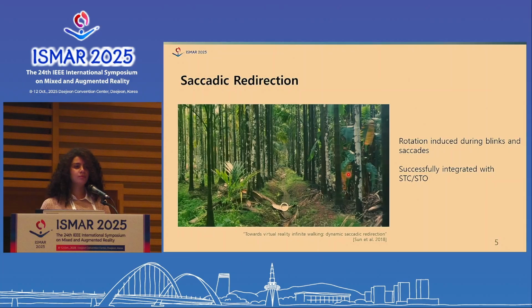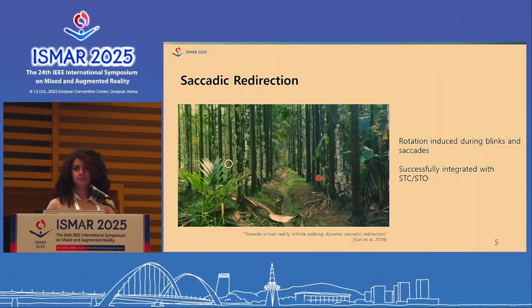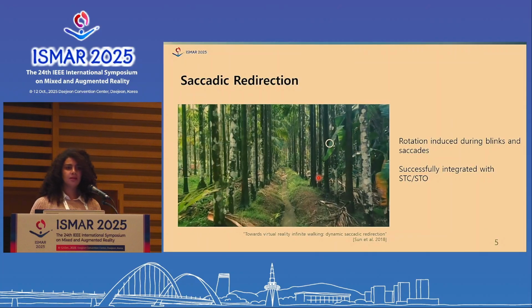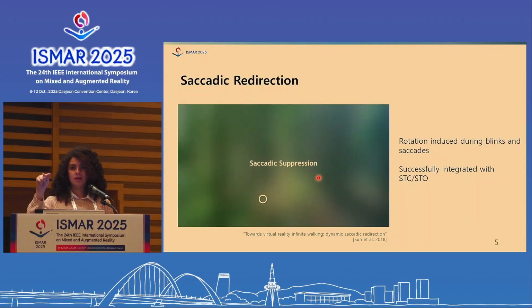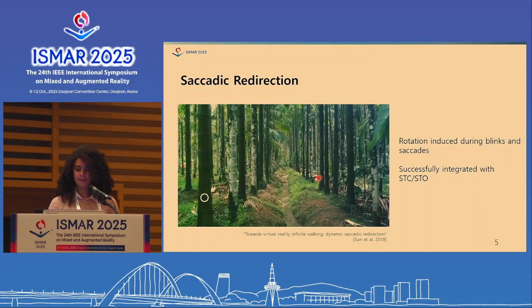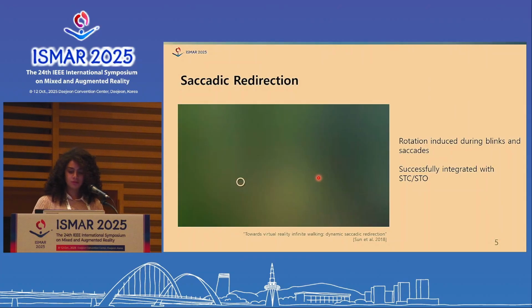Redirected walking techniques usually apply the rotations while the user's eyes are wide open. But research has found that extra rotations can be induced during saccadic suppression. A saccade is an event where the user moves their fixation point from one area to another. And research has also shown that it can be successfully integrated with redirected walking techniques like steer to center and steer to orbit.